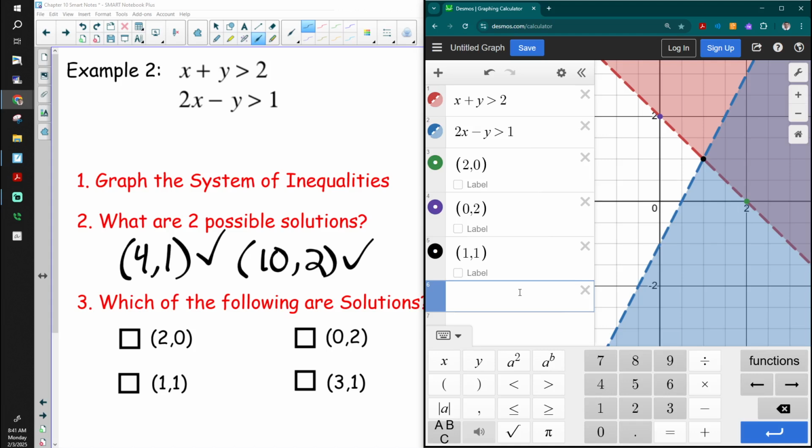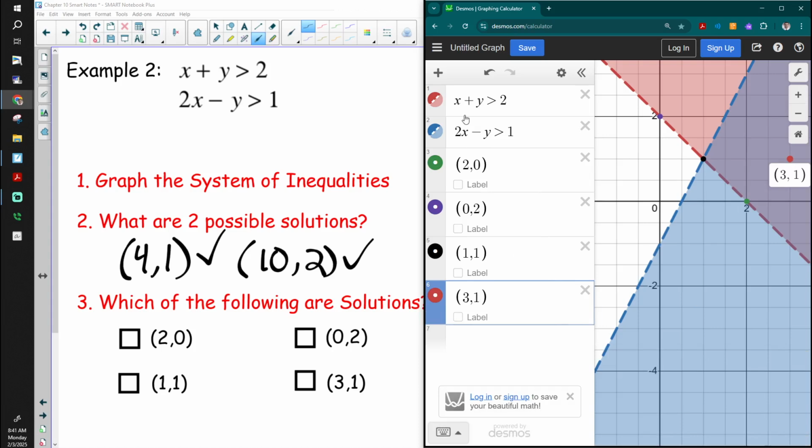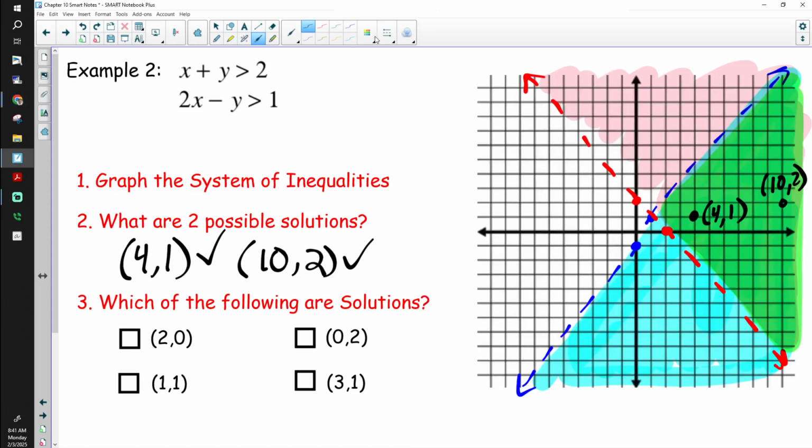All we have left is 3, 1. Is this point in both the blue and the red? Yeah, look. Red, blue, red, blue, red, blue. It is in both. The only one of these that's good is 3, 1. Beautiful. Yes. Systems of equations and inequalities.